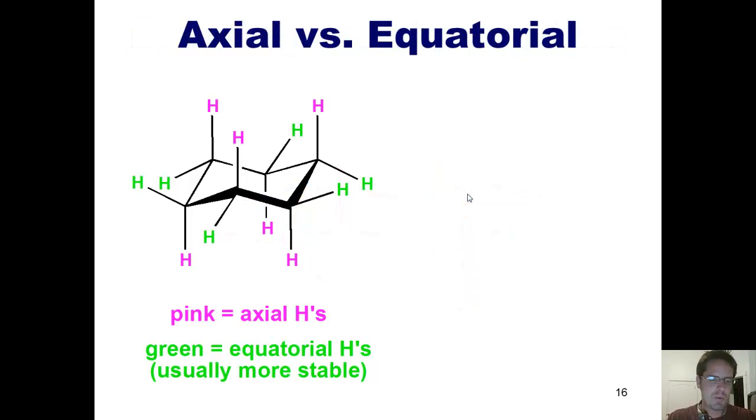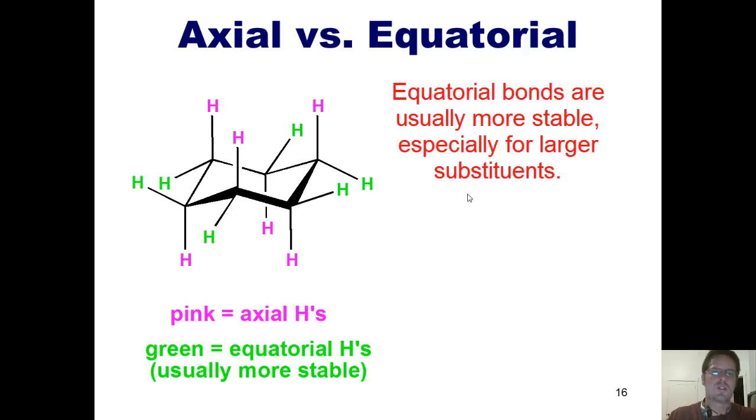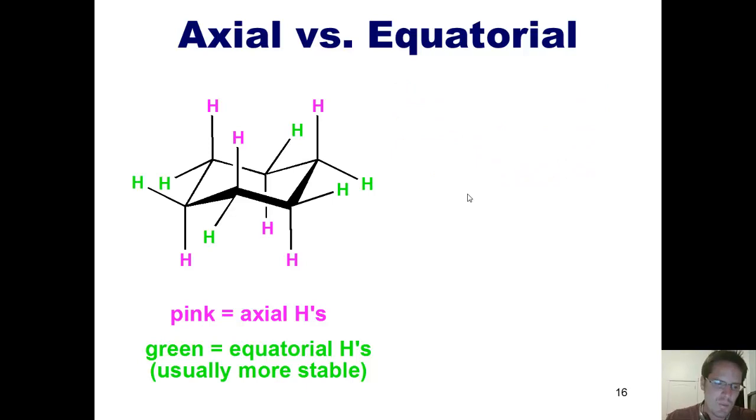Now, as I mentioned, the bonds that are pointing straight up or straight down are the axial bonds, and the bonds that are extending at slight angles out, away from the center of the ring, are called equatorial bonds. Those are shown pictorially and colorfully here. Also, as I mentioned earlier, the equatorial bonds are generally the more stable place to be, especially for large-sized substituents. Why? Well, the axial positions actually place the atoms at the ends of them three-dimensionally closer to each other than the equatorial positions.